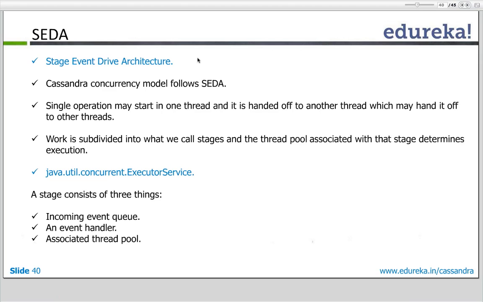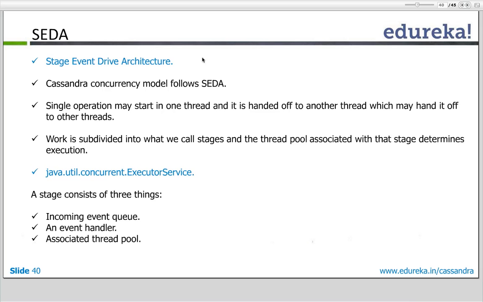There's something called SEDA, which we call Staged Event-Driven Architecture. So what does it mean? It's a kind of architecture followed in almost all concurrent models wherein we need concurrency. In this model, different operations are divided into stages, and there are some events associated with each stage.